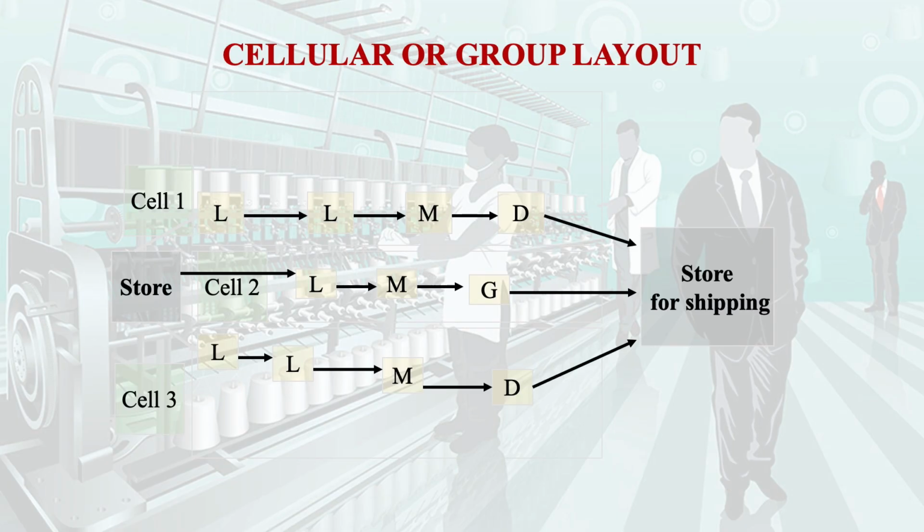Another is your cellular or group technology. According to the group technology philosophy or the cellular manufacturing philosophy, we make a family of the parts which have similar characteristics, and since they are visiting a certain type of machines, we'll make a machine cell for a particular part family. If you see this figure, on the left hand side we have a store, on the right hand side we have a store for shipping or transportation or the final dispatch.